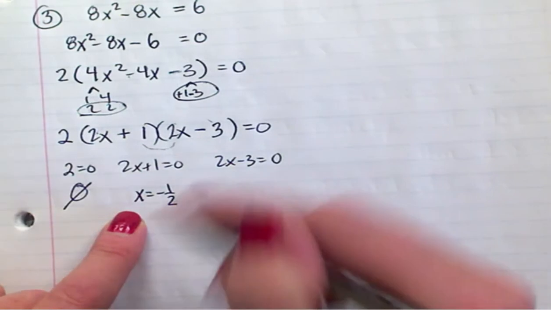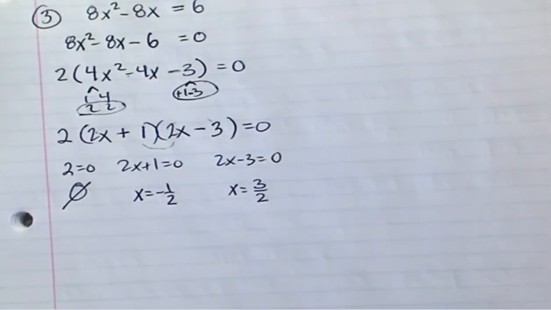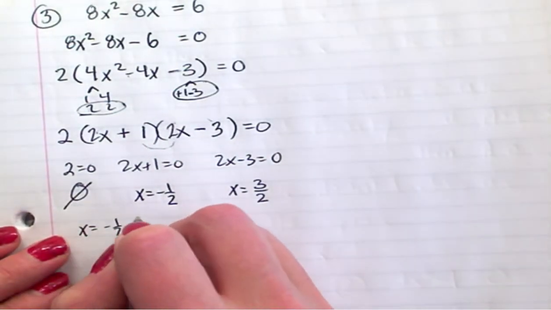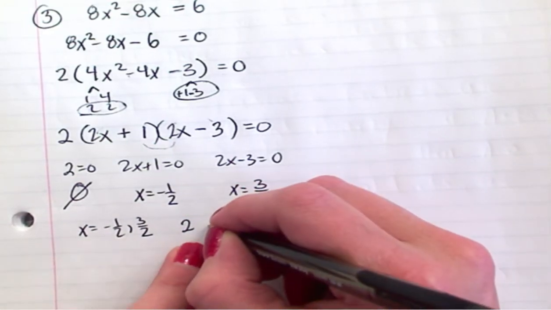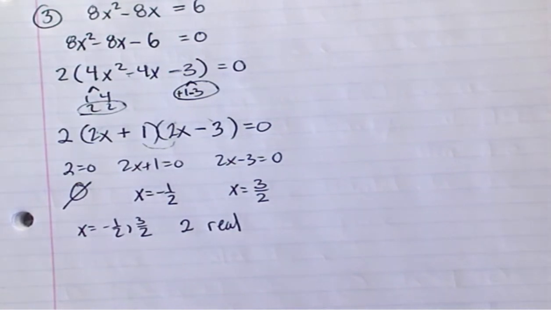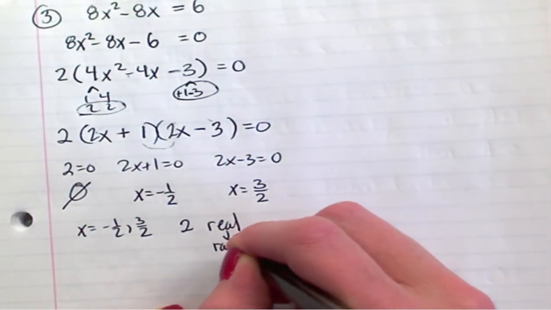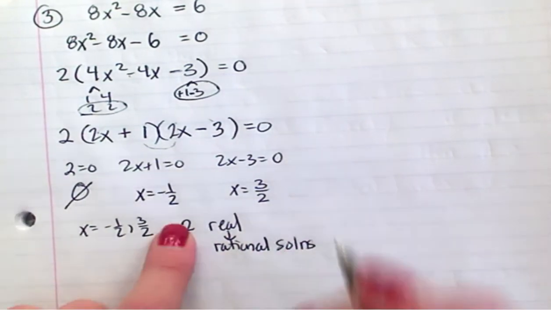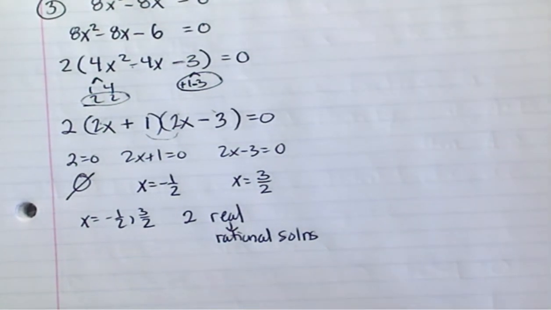X equals minus 1/2. X equals positive 3/2. Okay, so there are 2 real, rational solutions. There should always be 2 solutions because it's a quadratic.